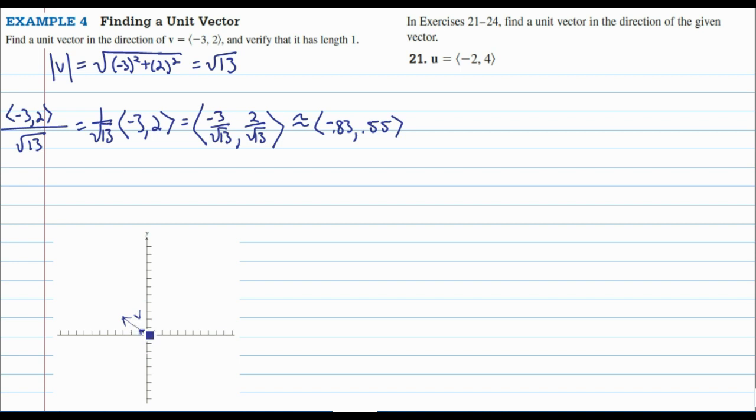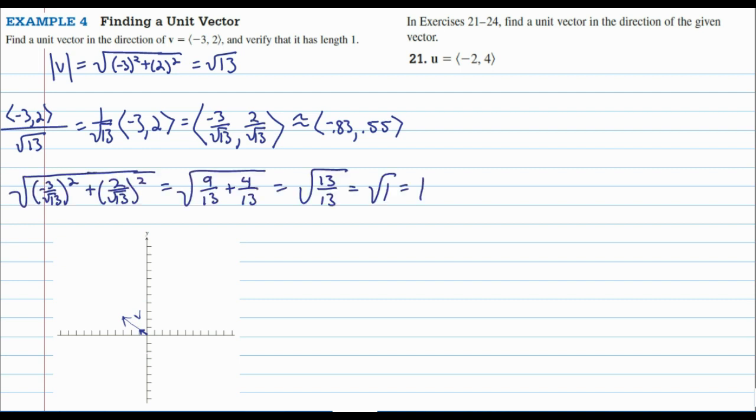Well, the second part of this says we need to verify that this vector has length 1. So now I need to find the magnitude of this new vector. I took its x-coordinate squared and added its y-coordinate squared. The square root of all that would be, in fact, magnitude 1.